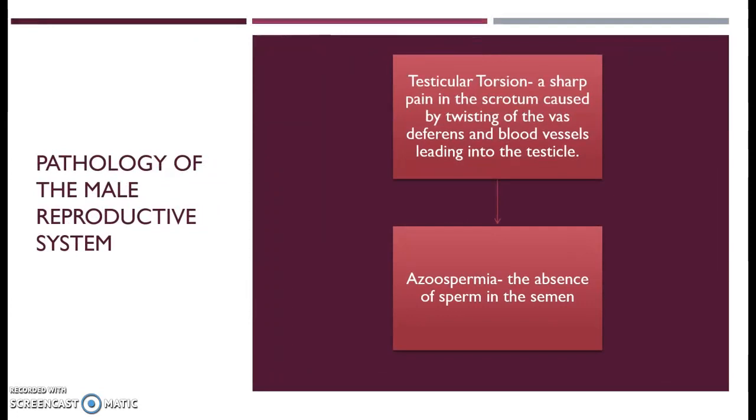The pathology of the male reproductive system will include testicular torsion, which is a sharp pain in the scrotum caused by twisting of the vas deferens and blood vessels leading into the testicle. Azoospermia is the absence of sperm in the semen.